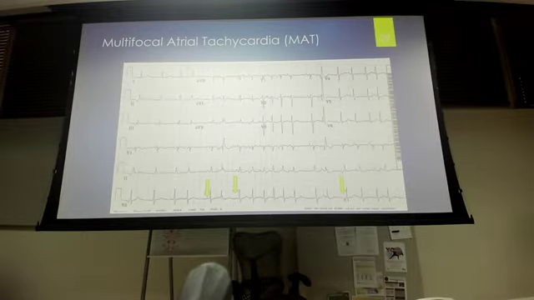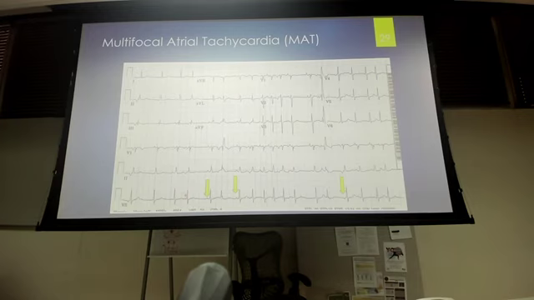But some of these, you may notice you can't see a clear P wave. But when we think about atrial fibrillation, we really can't see any clear P waves. Atrial flutter, we see flutter waves. Here, we'll see the P waves, but they all look different. And again, sometimes you won't see them.